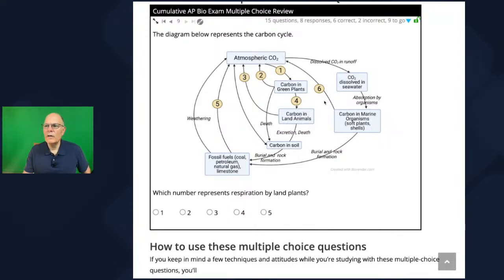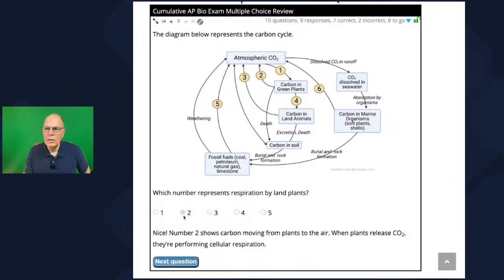So what we see over here at number 2 is carbon in green plants, and then there's respiration that's returning atmospheric carbon dioxide. 2 indeed is the answer. And this is an important thing to remember because this is often a stumbling block for AP Bio students. Plants do respiration and photosynthesis, whereas animals are just doing respiration. So important to know that, like during the nighttime, how are plants staying alive?